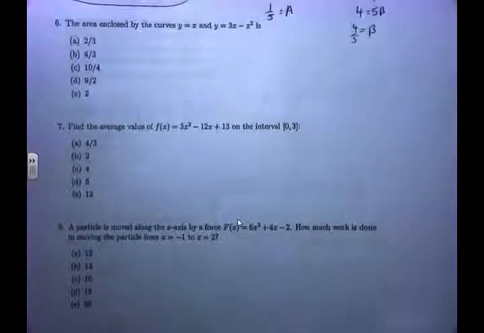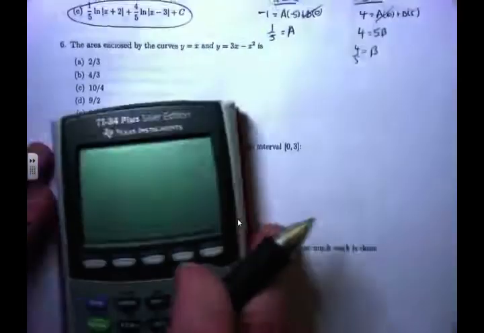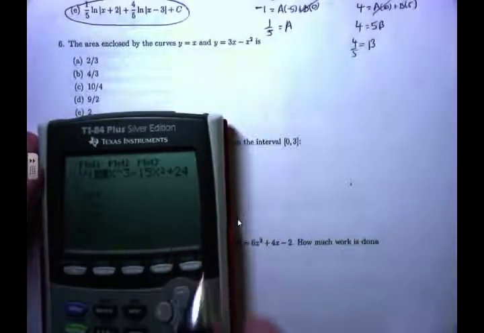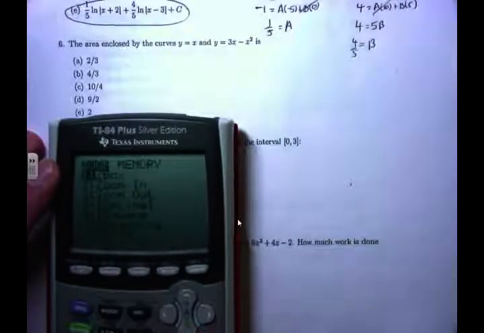The area enclosed by the curves, y equals x and y equals 3x minus x squared. Well, now by this time I'm using my calculator. Anytime they want me to do an area between two curves type thing, I really want to graph these guys because I want to make sure I get the right region. That's on area and volume and all those.